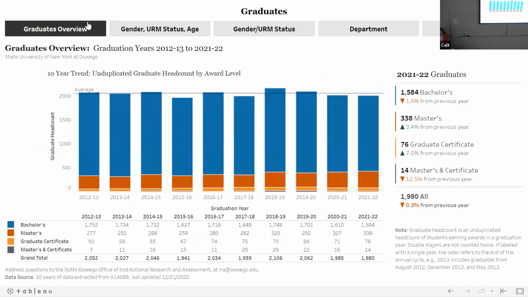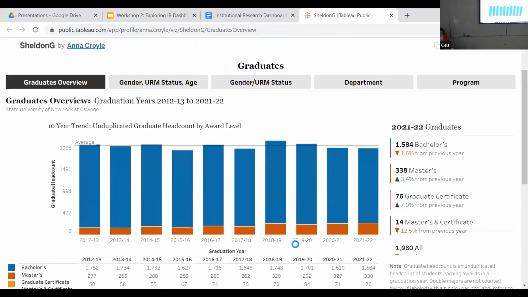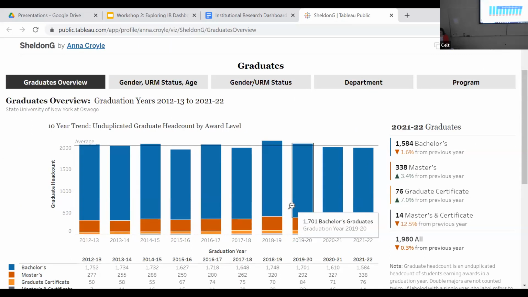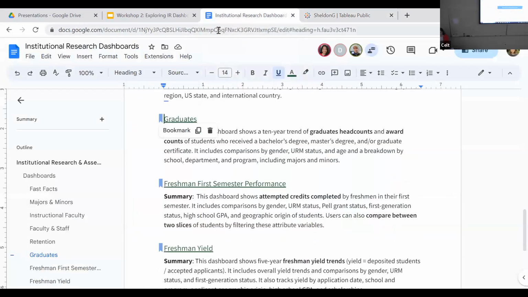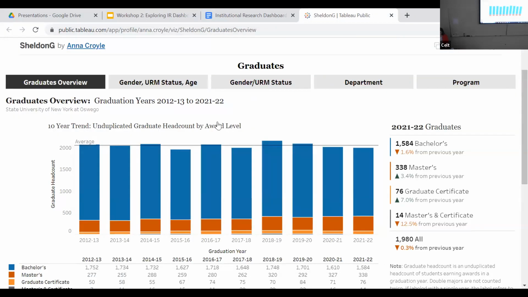The question we were interested in is the overall number of graduates. We can see it broken down by the type of degree here, but we can also see a total number. It looks like this was our total for 2021 to 2022. To summarize, we went from the website to the document, which I see there are people on, and then we explored a dashboard on Tableau.